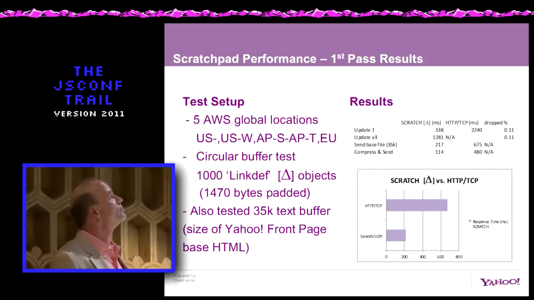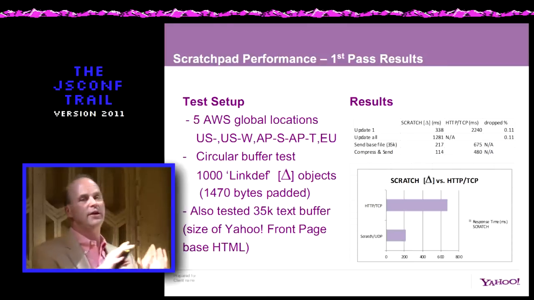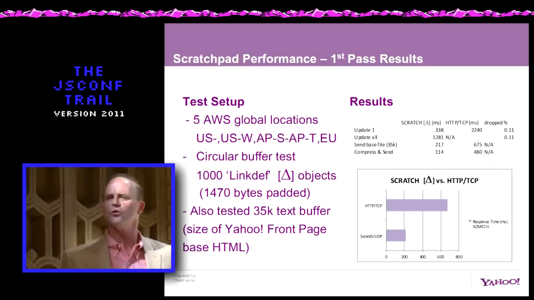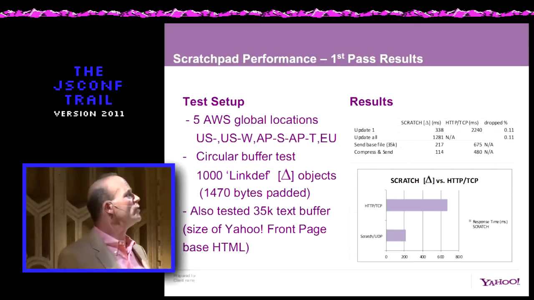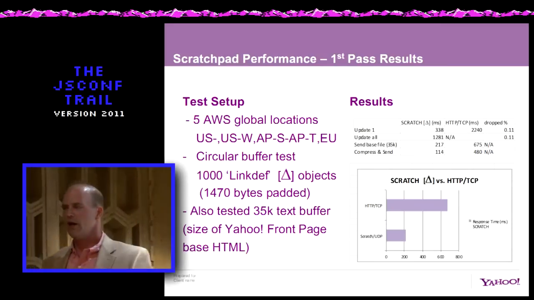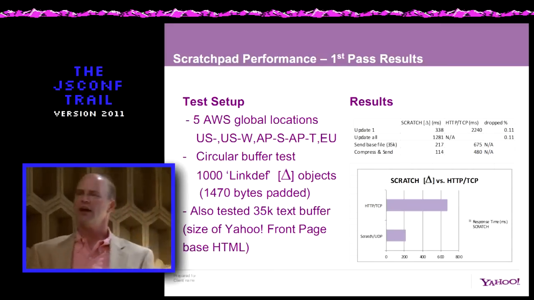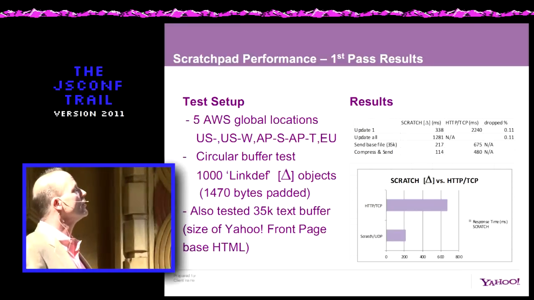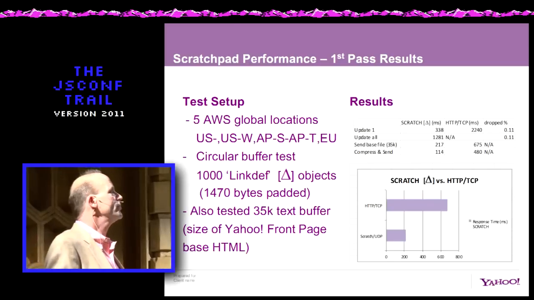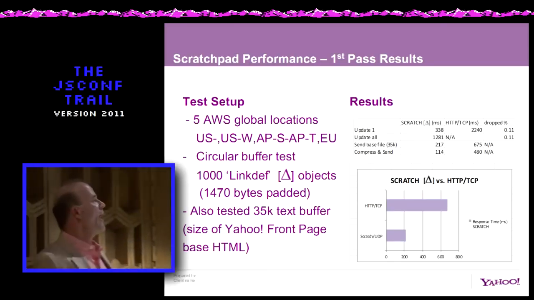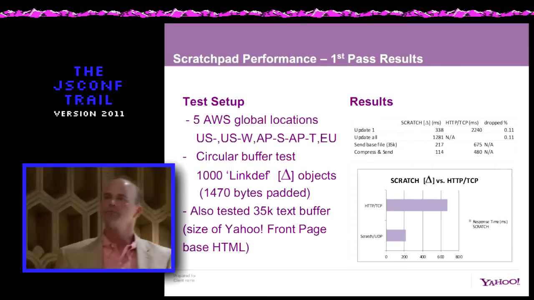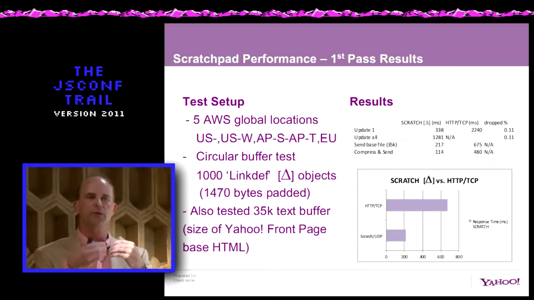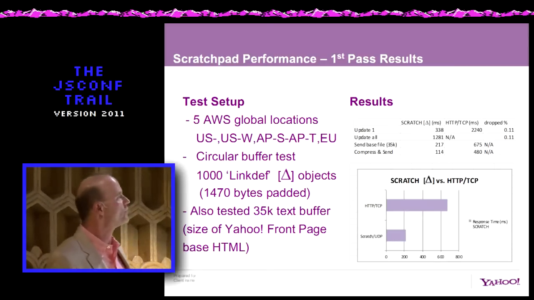First pass results. Let me explain to you our test setup. We set up instances on AWS in 5 global locations. Everybody knows, there's one in the East and the West in the US and Europe, a couple in Asia. We set up a circular buffer test. We created link objects, which encapsulate a hypertext link. The part of HTML that actually is really interesting and important are the links. So we created 1,000 of those as JSON Scratch Delta objects, and we padded them out to the same segment size as we use for TCP because we wanted to do a comparison of TCP to UDP and see exactly what was going to happen. So we padded things appropriately.